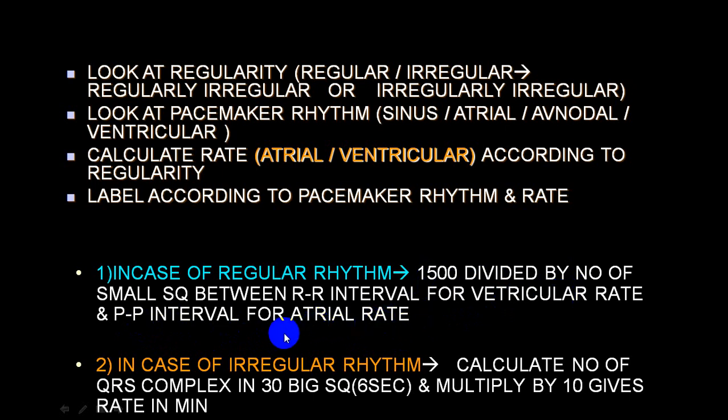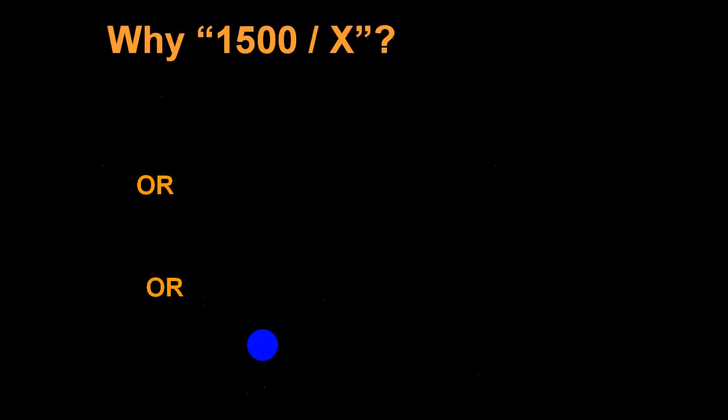But if the rhythm is irregular, whether regularly irregular or irregularly irregular, this formula cannot be applied. 1500 divided by the number of small squares, we cannot apply that formula. So we usually apply another formula. You take a rhythm strip which is 30 big squares, or what we call 6-second paper. In a 6-second paper, count the number of QRS complexes for ventricular rate and multiply by 10, or count the number of P waves and multiply by 10. This is the best method to calculate the rate if the rhythm is irregular.